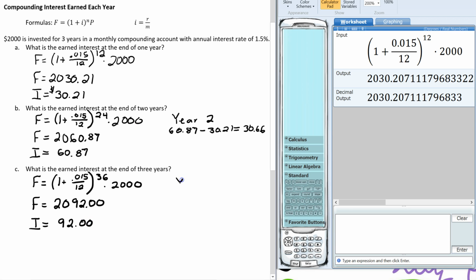If we want just the interest from year 3, we need to take the $92 and subtract the interest accumulated by the end of the second year, which was $60.87. So the interest earned in just the third year is $31.13. We can see, in fact, that the interest accumulated at the end of the first year compared to the end of the second year is higher, not by a lot, but it is higher. And then comparing that to the third year, the interest is even more, and we would expect that because the interest is accumulating every single compounding period.